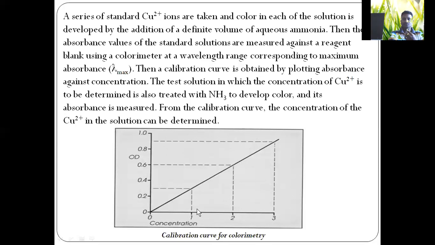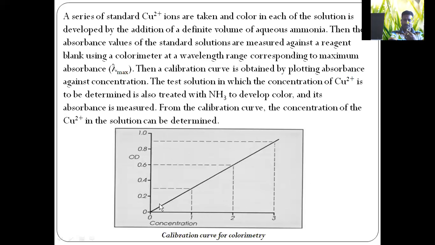The graph is shown here for this experiment. Concentrations of the solutions are taken on the x-axis, and absorbance values or optical density values are taken on the y-axis. When you take 1 ml standard solution, it gives an absorbance here. Then when you take 2 ml copper 2 plus ion standard solution, it gives an absorbance. With 3 ml, it gives an absorbance.